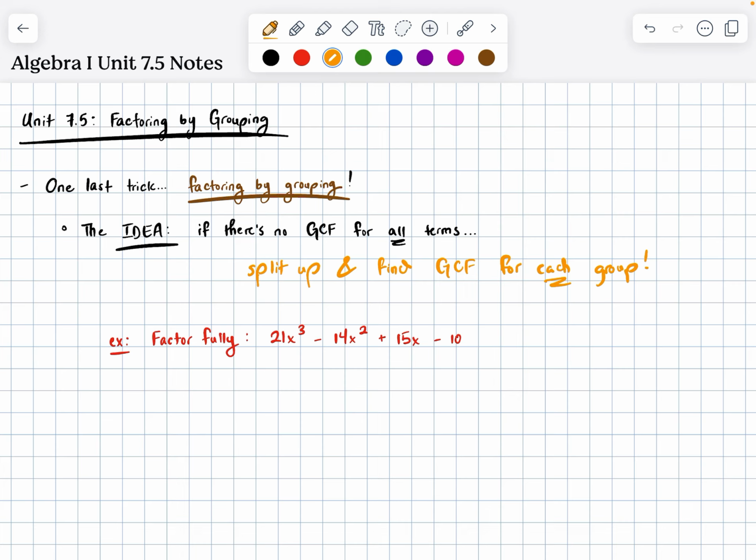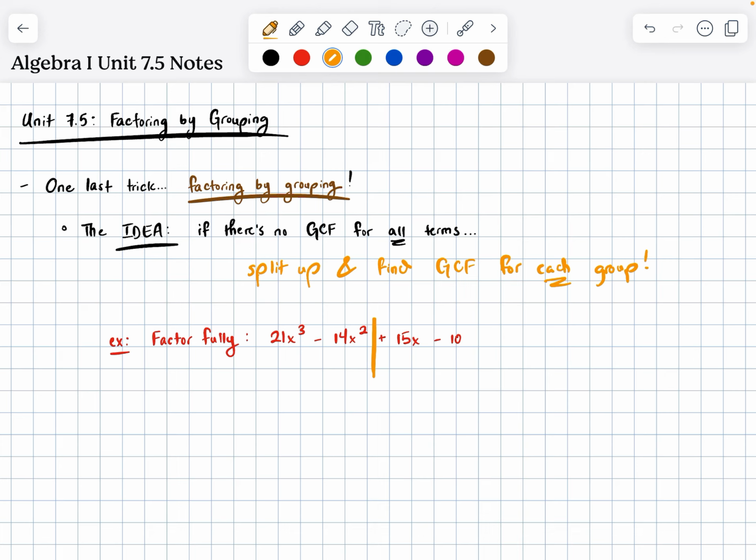Okay, so I know between 21, 14, 15, 10, none of these all have the same common factor. But maybe if I can't find the GCF of the whole thing, maybe I can find the GCF of half of it. So I'm going to break this down in half. Now, let me try to find the GCF of 21x cubed minus 14x squared, and then I'll try the GCF of 15x minus 10. If you're not sure why I'm doing this breakdown, cool, roll with me.